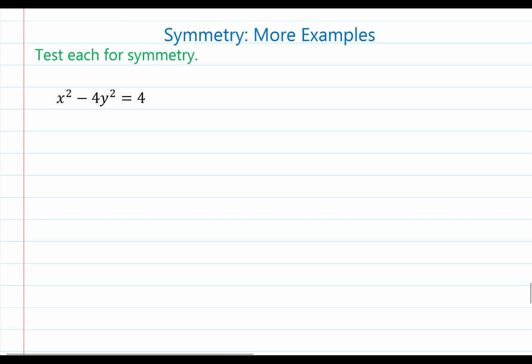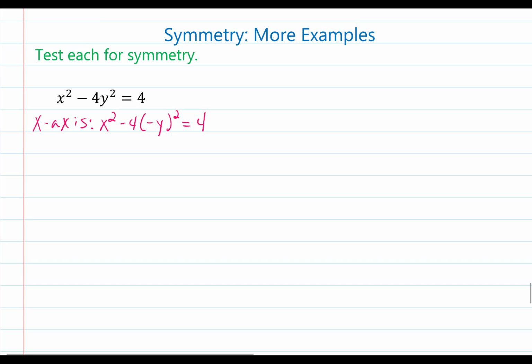Welcome back, mathematicians. In this video, we will do more examples where we are testing an equation for symmetry. So let's start with testing this equation for symmetry with respect to the x-axis. For the x-axis, we will replace y with the opposite of y and simplify. So we will have x squared minus 4 times, in parentheses, negative y quantity squared equals 4.